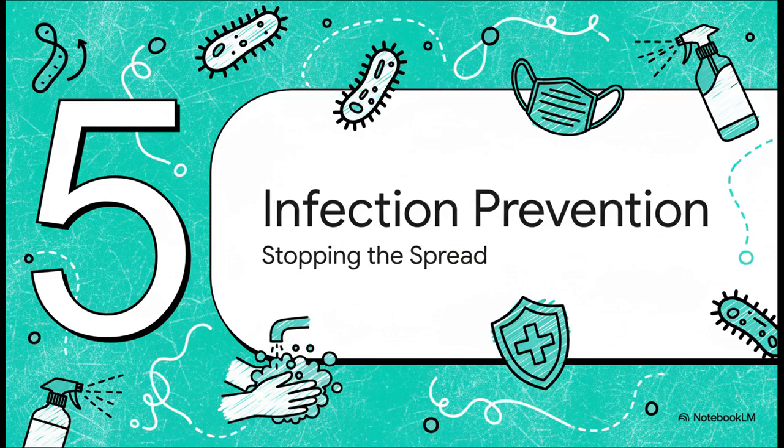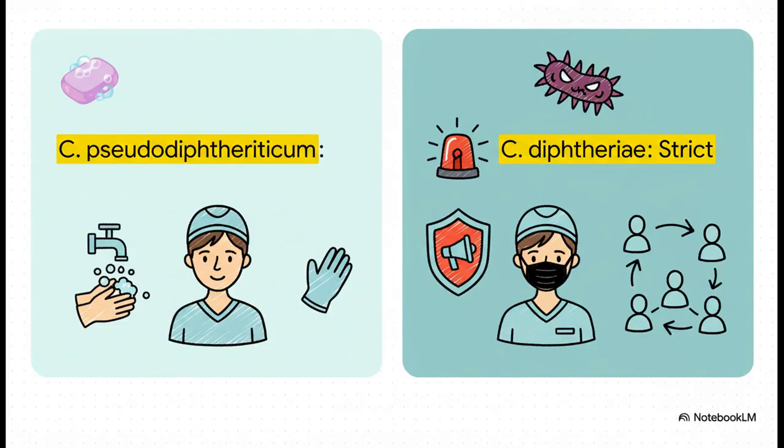And finally, let's talk about how we stop this thing from spreading around in a hospital. This is yet another place where knowing it's not its more infamous cousin is completely essential. The infection control playbook for these two organisms could not be more different. For Corynebacterium pseudodiphtheriticum, you start with standard precautions. Maybe you add droplet or contact precautions if the patient has a bad cough or something. But for toxigenic Corynebacterium diphtheriae, the response is massive. Mandatory droplet precautions, calling public health immediately, and doing extensive contact tracing. Getting the ID wrong can lead to a huge, unnecessary public health response.